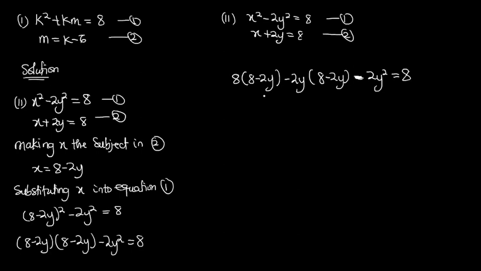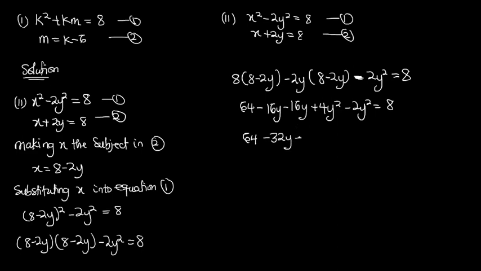All right. So from here, 8 multiplied by 8 will give me 64. 8 multiplied by 2 will give me 16, so I have 16y here. So this is also 16y. The negative 2y multiplied by negative 2y will give me positive 4y squared. Minus the 2y squared over here is equal to 8. So I have here 64, this guy. Negative 16y minus 16y will give me negative 32y.